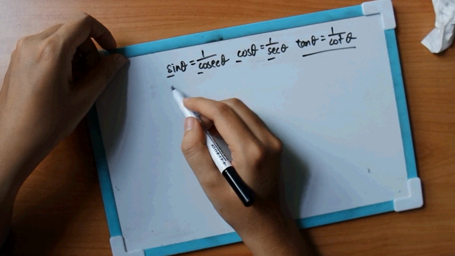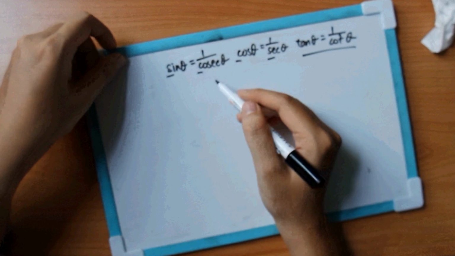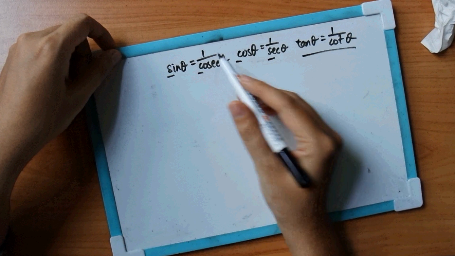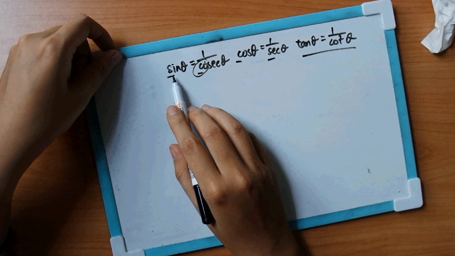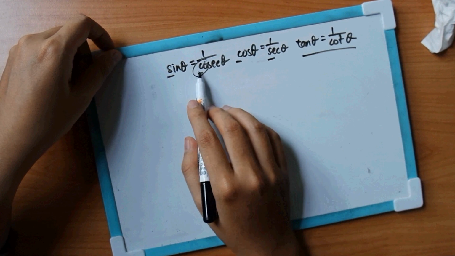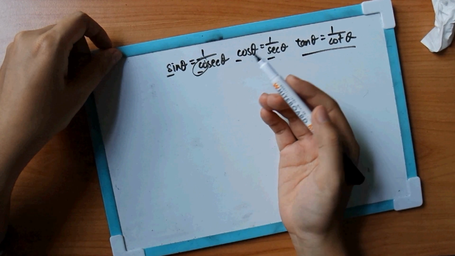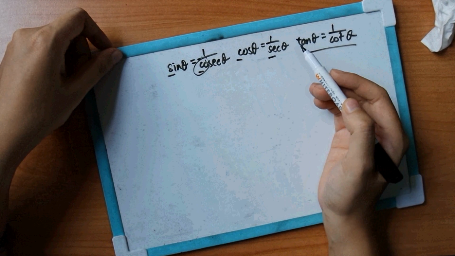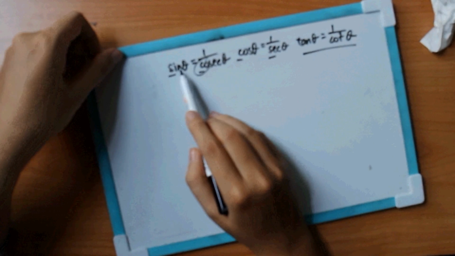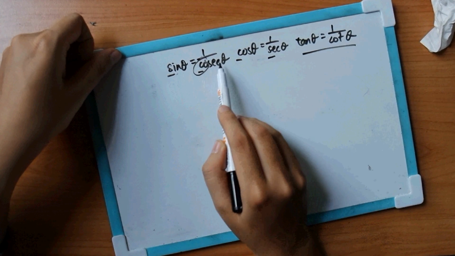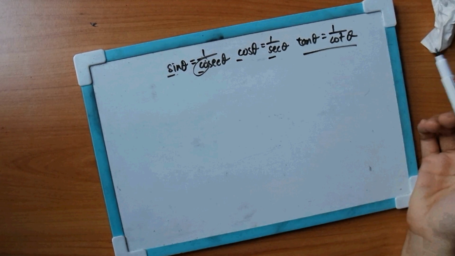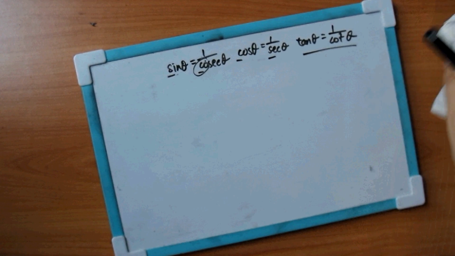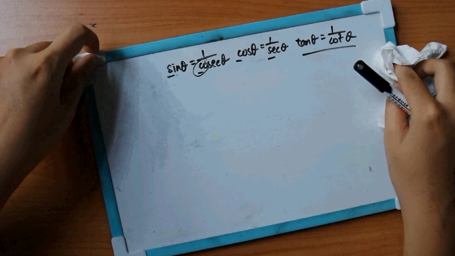Another way to look at it is that each pairing has the word co in it, and this word co occurs exactly once. So if I have sine theta, I cannot pair this with secant because there's no co in it. Similarly, I cannot pair cosine and cosecant. There are two cos, right? So sine has to be paired with cosecant, cosine has to be paired with secant, tangent is paired with cotangent. These are some quick ways to remember your reciprocal identities, although you should know them by heart by now.